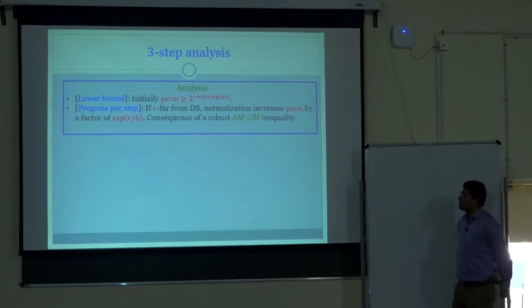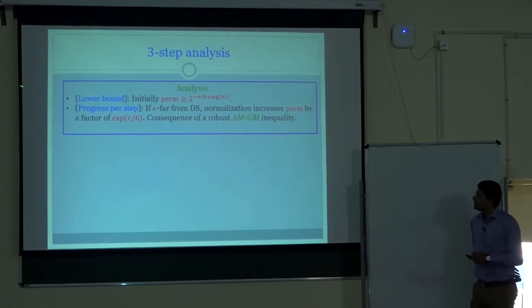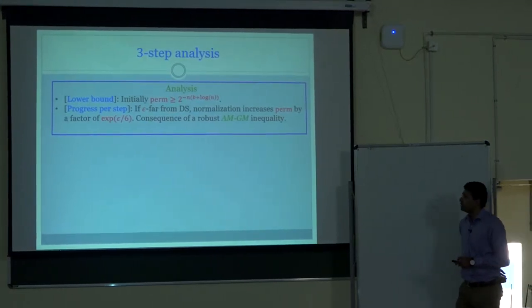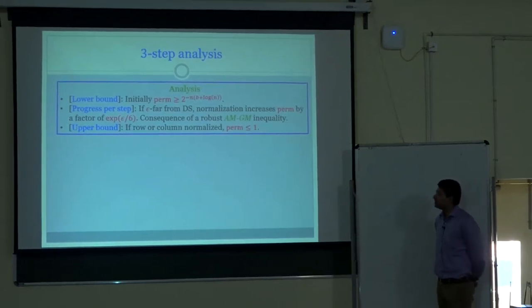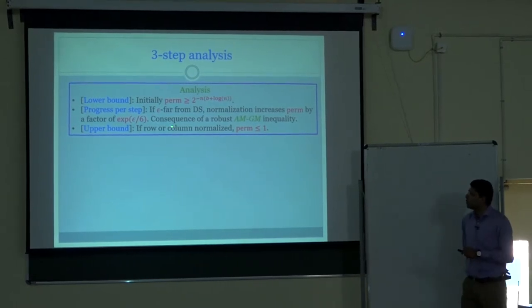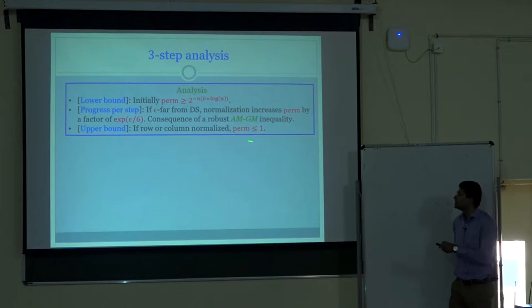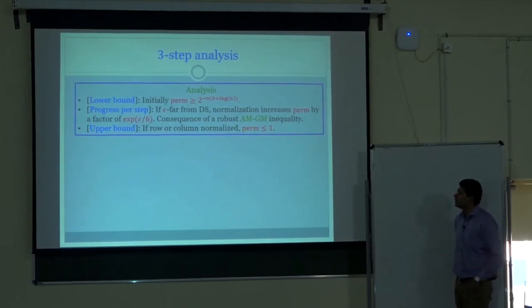So initially you have a lower bound, and if you're far away from doubly stochastic, the normalization will increase the permanent by a multiplicative factor. And you also have an upper bound on the permanent of a doubly stochastic matrix. If the matrix is row or column normalized, then the permanent is at most one. I mean, this is not too hard to see. The permanent of A is bounded by, say, the product of the row sums.